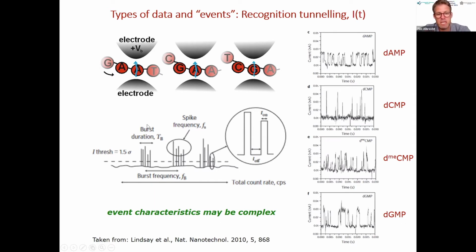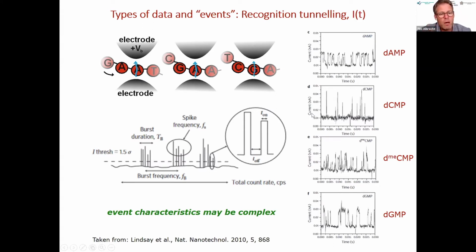And this is taken from Stuart Lindsay's group, published a few years ago, in this case on individual deoxymonophosphate bases. And you can see here from top to bottom, just from a brief inspection, that the different building blocks in the DNA actually produce different current time characteristics. The TMP didn't actually produce a signal here, but the other ones do.